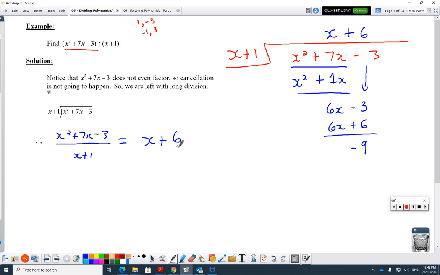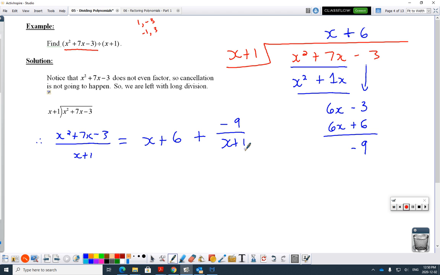Plus a remainder. There was some leftovers that didn't get divided. Important sentence. There's a part that didn't get divided. I got this, but I also have a remainder that didn't get divided. The negative 9 didn't get divided, so it's still over top of the x plus 1. That's the part that didn't get divided. That's a little mysterious why I'm putting it over the x plus 1. If you want, x plus 6 is what I've got left after I take out x plus 1, and negative 9 never got dealt with. So it's still over top of the original denominator, the original divisor.